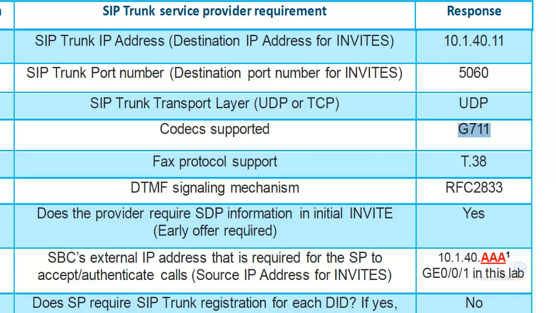And then whether my provider needs an early offer or a delayed offer. Here it says I need an early offer from CUBE. So what does it mean? What is an early offer? Basically, early offer is where the CUBE sends my INVITE with the SDP information. So what information is inside the SDP? My connection information, my media information, the type of codecs, audio, video, DTMF, all this information is sent in my first INVITE.